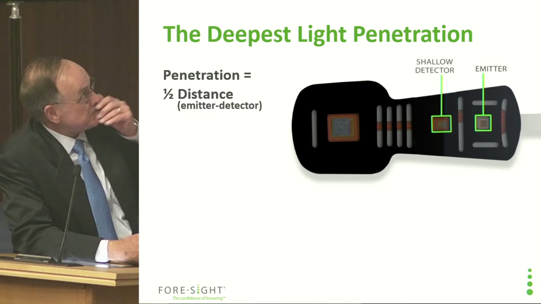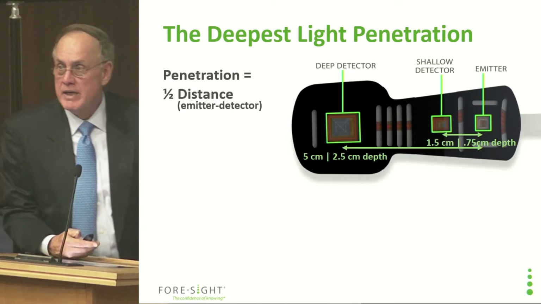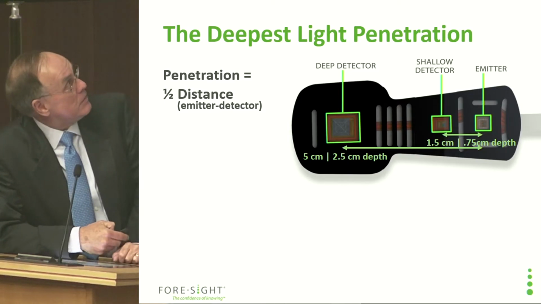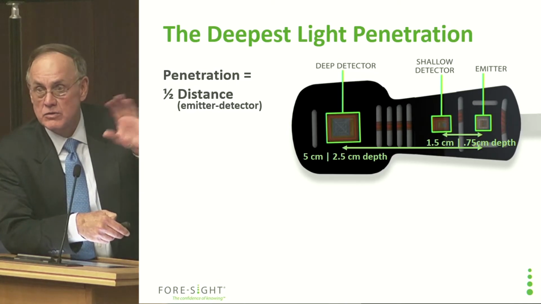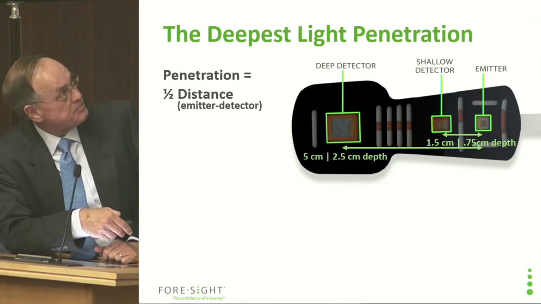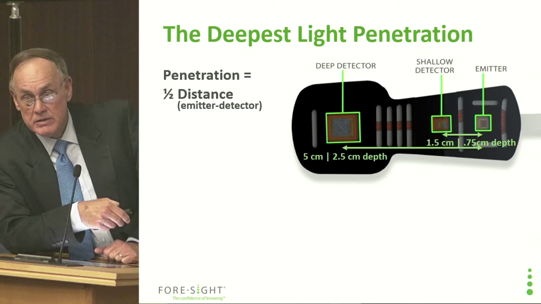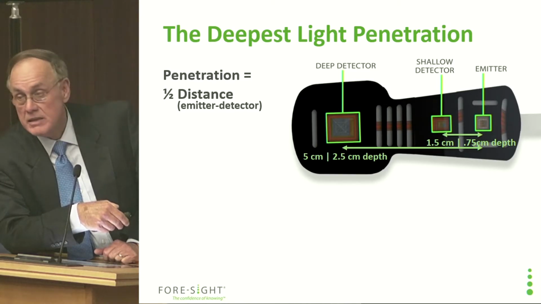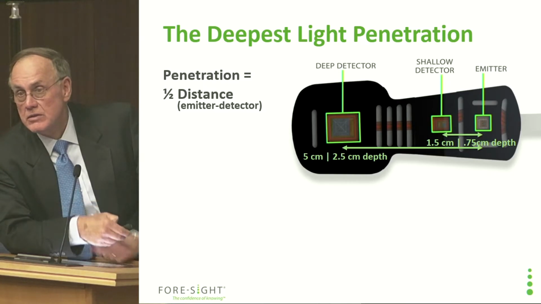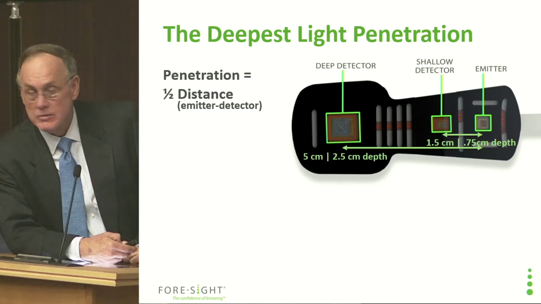Okay. So now, talking about the depth of penetration of the light, how far into the brain does the light go? Well, the mathematics is easy. It's 1/2 the distance between the light source and the light detector. So for Foresight, here's our light source, our emitter, and our deep detector is at 5 centimeters. So the depth of penetration of the light is 2.5 centimeters. So that's a fairly significant distance into the brain that the light is able to go.